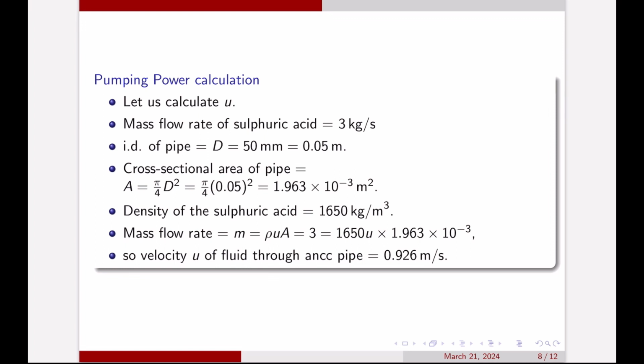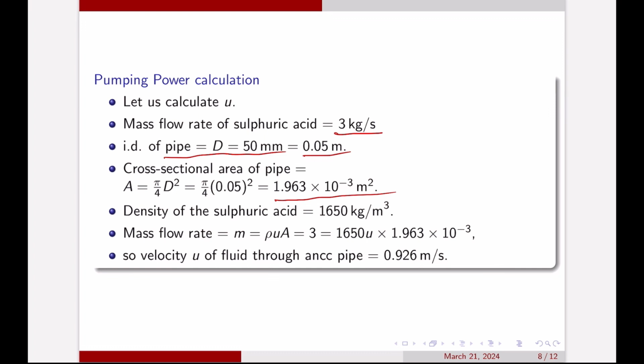So let us calculate U. So mass flow rate is given, so that is 3 kg per second. Now pipe internal diameter is given, that is 50 mm. If we convert that, that is 0.05 meter. Now cross sectional area of the pipe, A is equal to pi by 4 d square. Pi by 4 times 0.05 square gives 1.963 times 10 to the power minus 3 meter square.